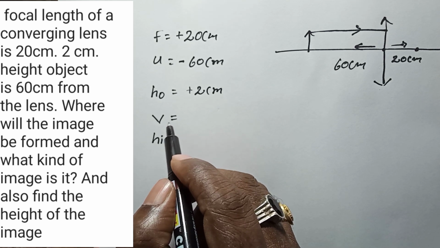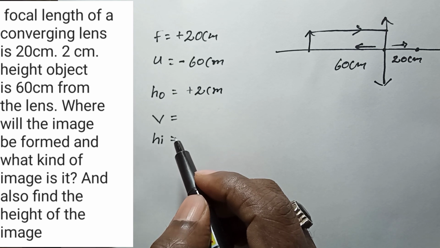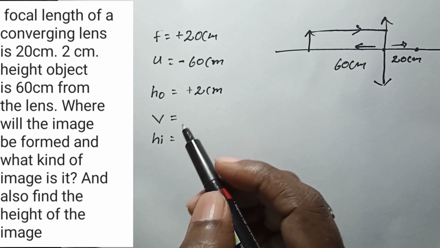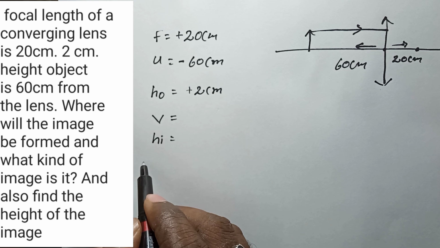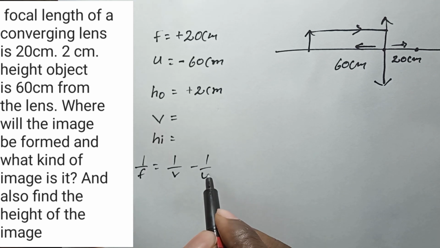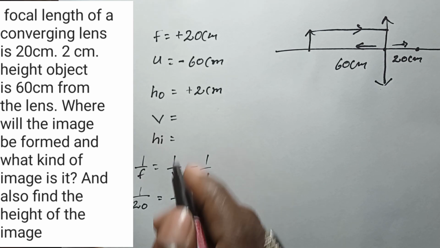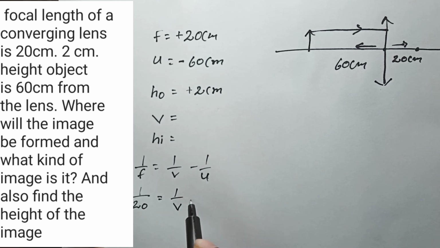And now we have to find the image distance and the height of the image. We use one formula, the lens formula, to solve the problem. Lens formula: 1 by f is equal to 1 by v minus 1 by u. So all the values we need to substitute in this equation. 1 by 20 is equal to 1 by v, which we don't know so we simply take v, minus 1 by u, with u as minus 60. So minus 60 here with a minus, and one more minus, this becomes plus.